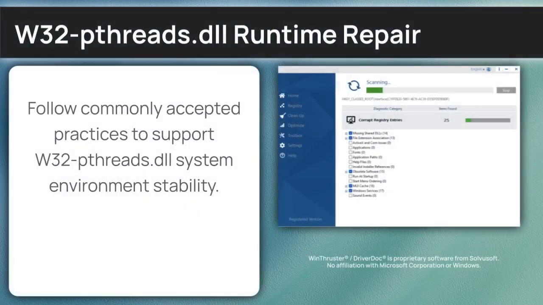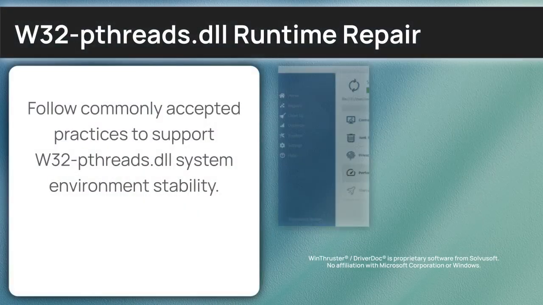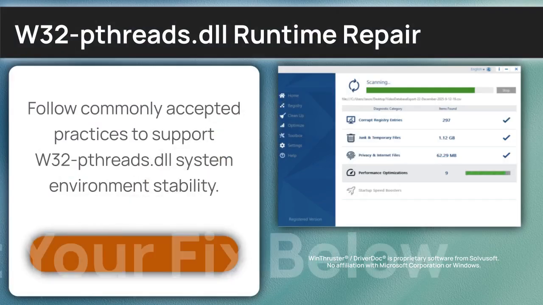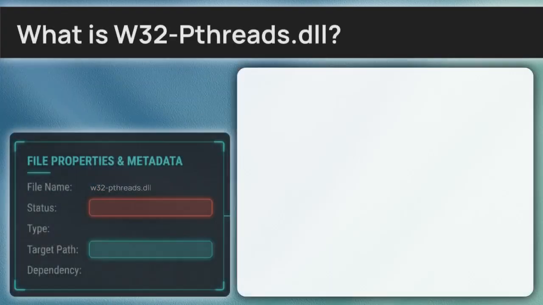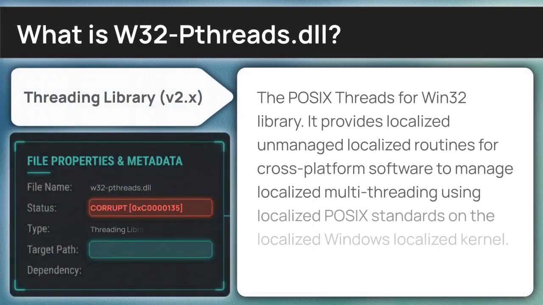To start our troubleshooting for w32-pthreads, you can follow my manual steps or use a utility for a clean environment review. This is the w32-pthreads, the POSIX Threads for Win32 library. It provides unmanaged routines for cross-platform software to manage multi-threading, using POSIX standards on the Windows kernel. Now let's get this fixed up.